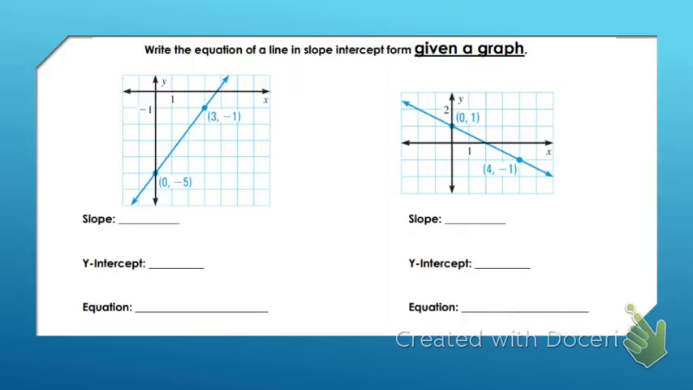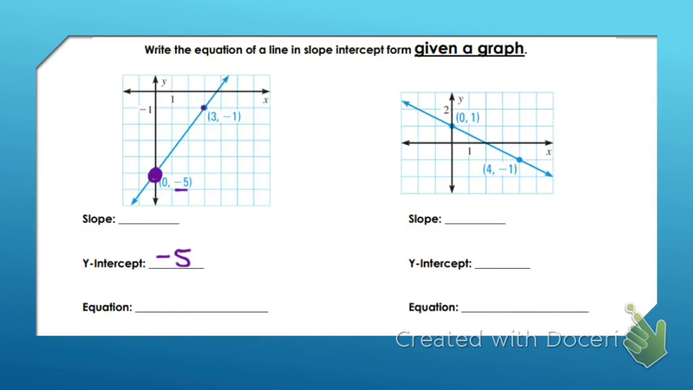Alright, let's go ahead and look at writing the equation from a graph. From a graph, we know how to find the y-intercept. We know that the y-intercept is where it's going to cross the y-axis. On our first graph, it's crossing the y-axis at this point. That's our y-intercept. So our y-intercept is -5.